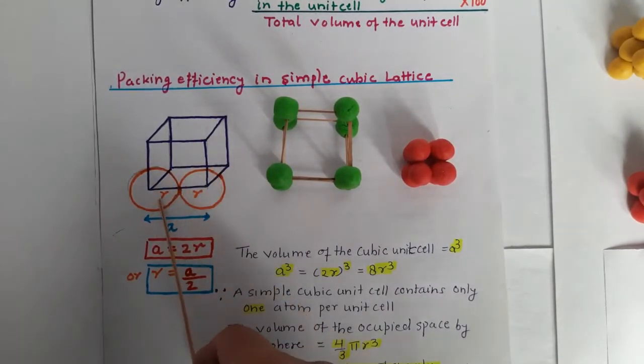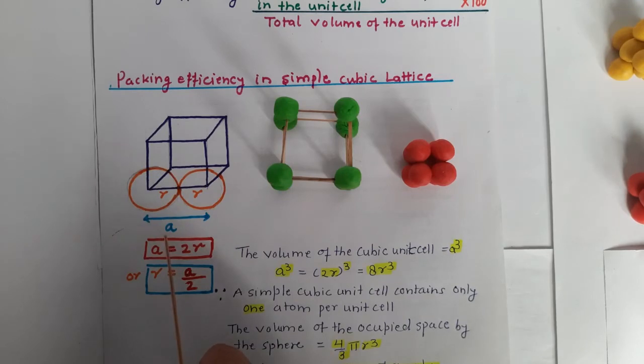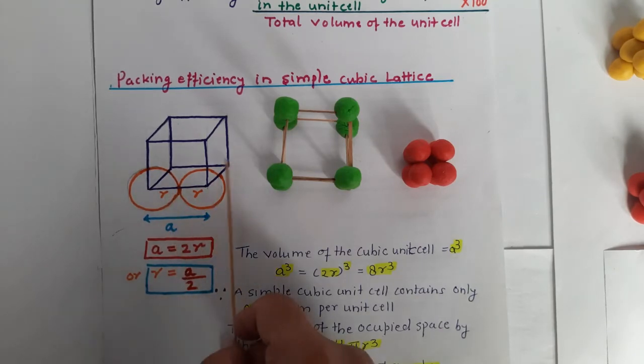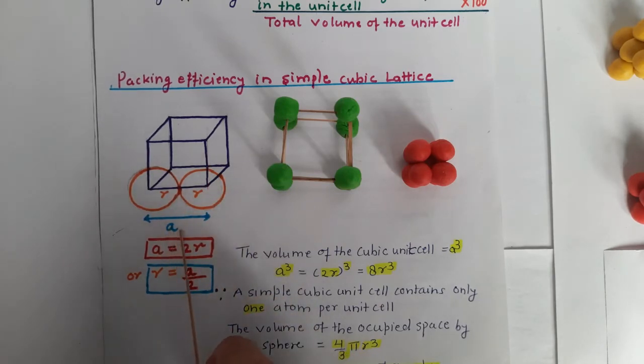Now this unit cell has edge length represented by A. All the three edge lengths are equal to each other in a cubic unit cell. This edge length A is equal to twice R. Since the spheres placed at the corners of the unit cell touch each other, A is equal to twice R, or R will be equal to A by 2. Now let us calculate the packing efficiency.